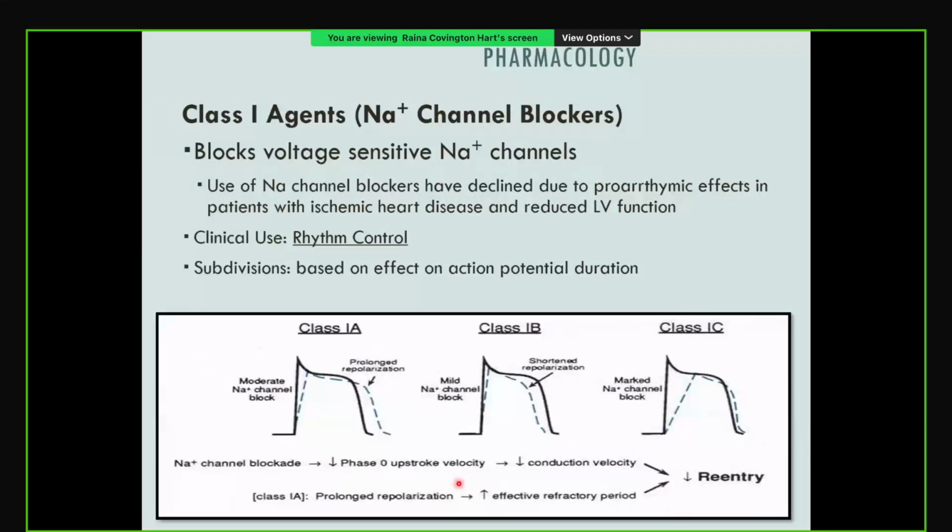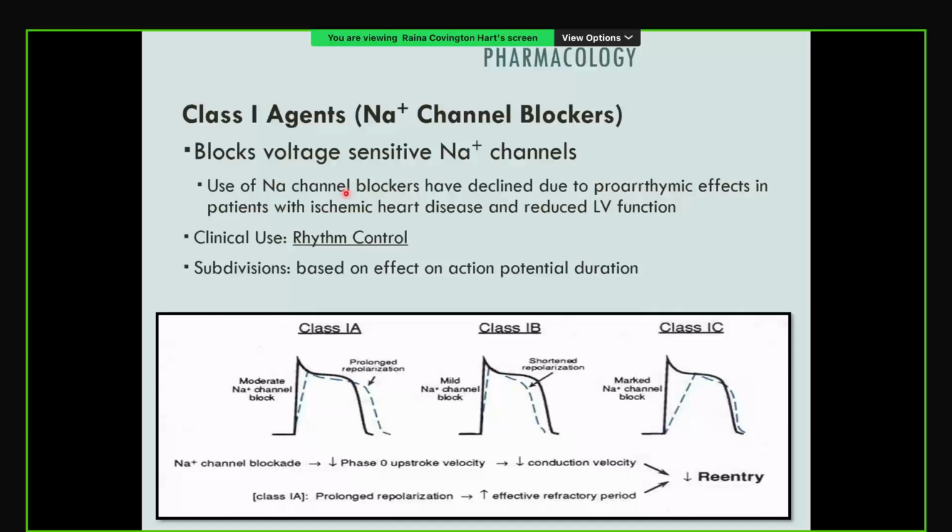Now, class 1 agents that we have, we said these are going to be our sodium channel blockers. A lot of this focuses on that phase 0 that we had. So you'll see some depolarization happening. Use of our sodium channel blockers is not as popular as it used to be because we have better drugs. But again, we did our trials, and we see, especially with the CAST trial, that they're pro-arrhythmic. Pro-arrhythmic means I already have an arrhythmia, and now you've given me a drug that could also make my arrhythmia even worse. And I could potentially die from that, okay?